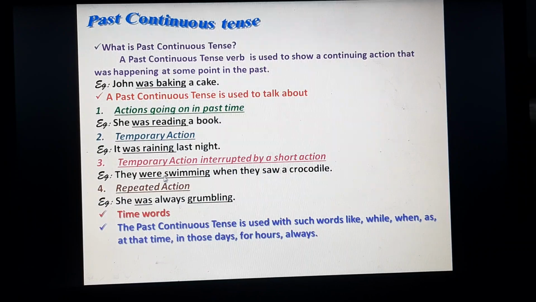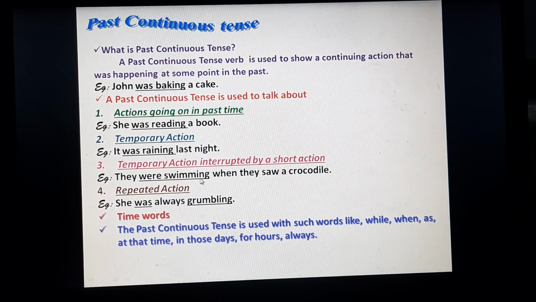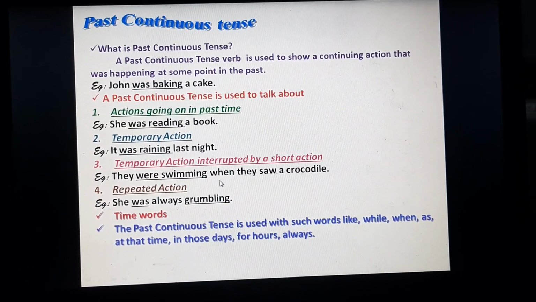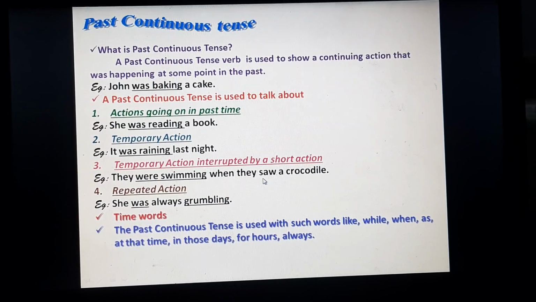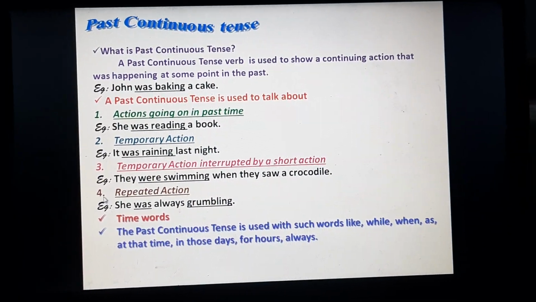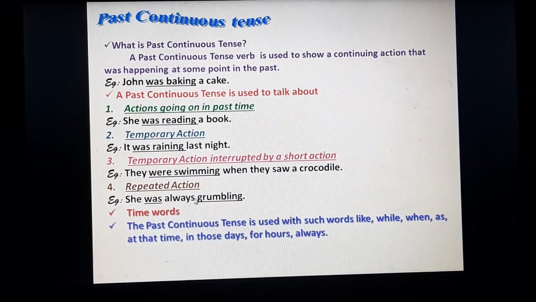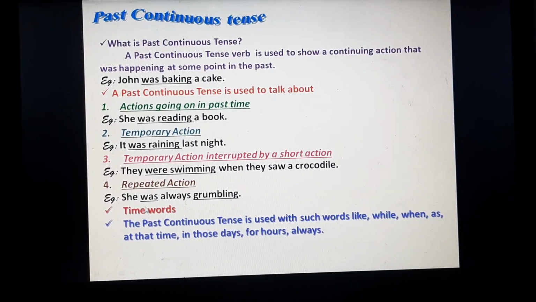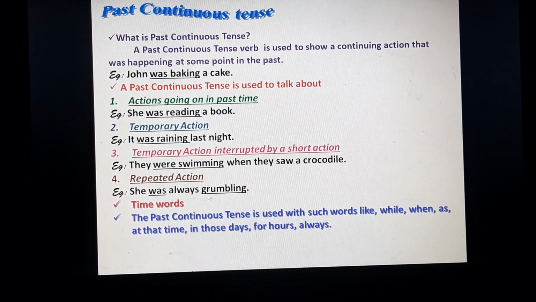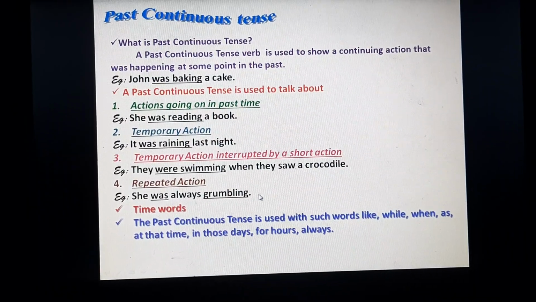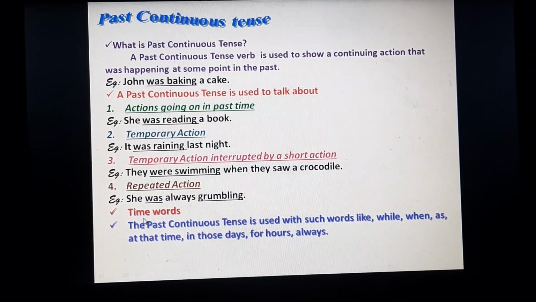Now the word swimming is in the past continuous tense, but this continuous action was cut short by another action. Repeated actions: she was always grumbling. Was always grumbling shows that it is a continuous action in the past.